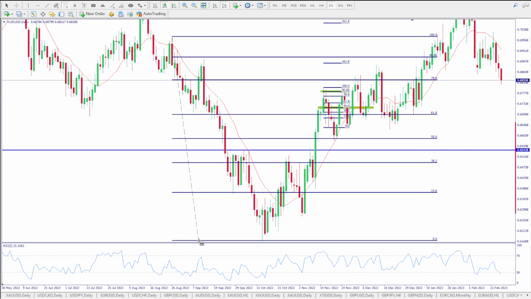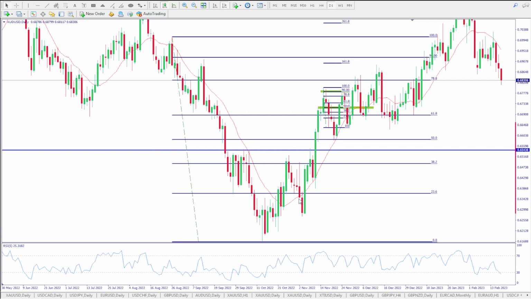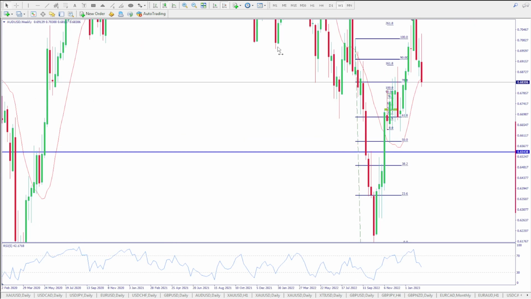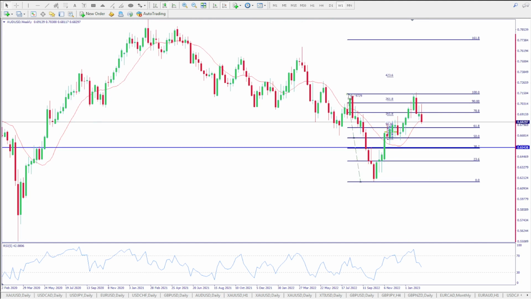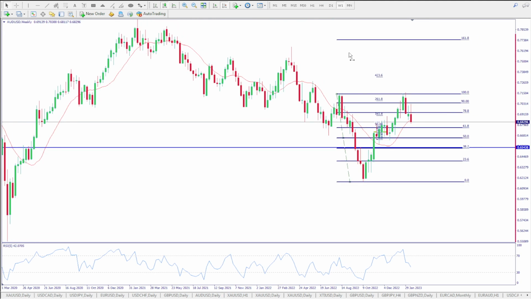Let's have a look at it. Let's adjust this impulsive wave. It's on the weekly, so let's adjust it and just have a look at it.